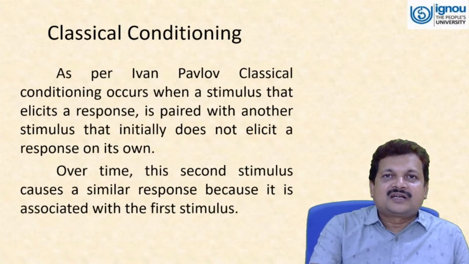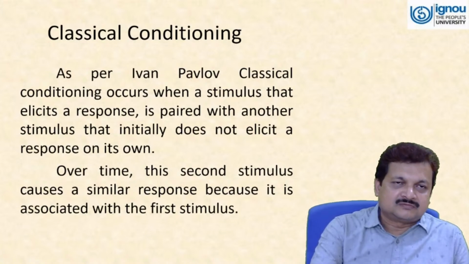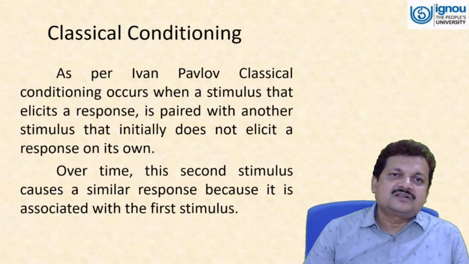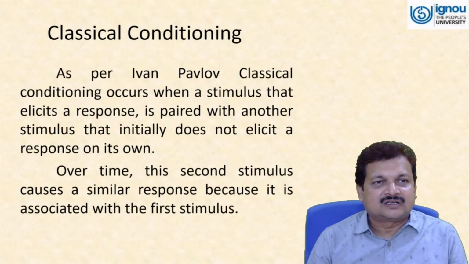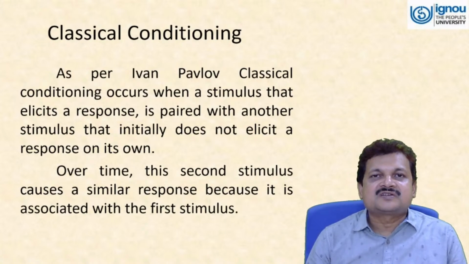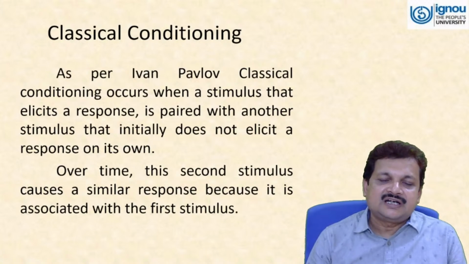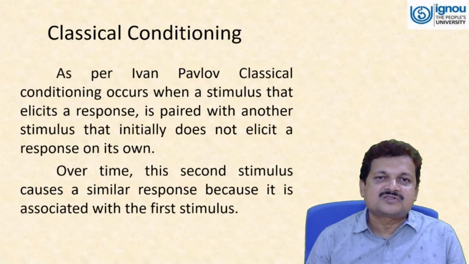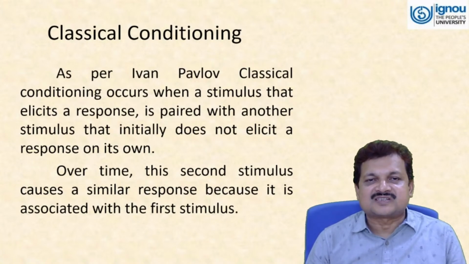Now under that we have three theories in learning. One is classical conditioning, then instrumental conditioning, then cognitive theory. So we will go for classical conditioning first. It was developed by Ivan Pavlov. In classical conditioning there are two things: the unconditioned stimulus and unconditioned response, and finally it is converted into a conditioned stimulus and conditioned response. So what is a stimulus and what is a response?